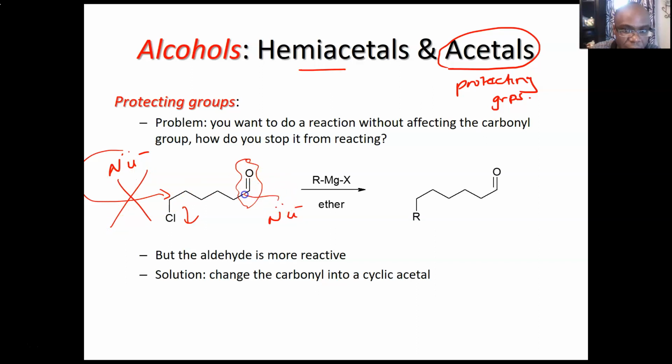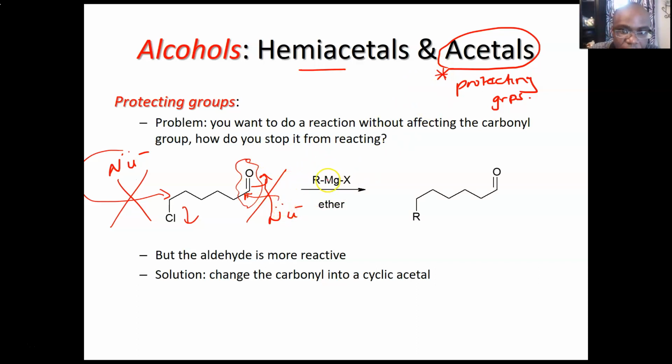The nucleophile can also attack the carbonyl. So to stop the nucleophile from attacking the carbonyl, you make sure you don't have a carbonyl. You hide it using what we call a protecting group. Okay? So in this case, one would want to protect the carbonyl in the form of an acetal.